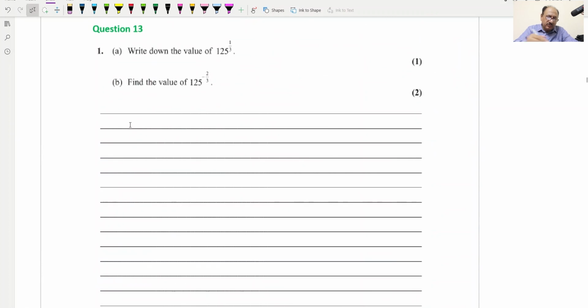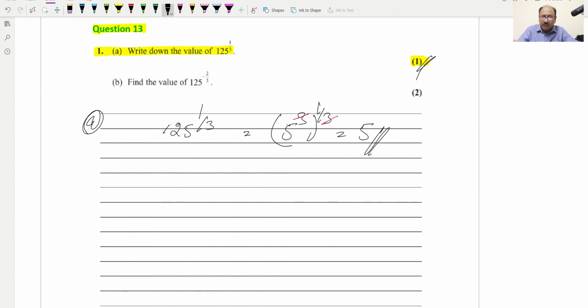Let us move to the next question, which is question number 13 of this sequence, and this is question number 1 of the past paper. A 1-mark question. Write down the value of 125 raised to the power 1 over 3. Now we can rewrite it: 125 can be written as 5 cubed, whole raised to 1 by 3, and this will be cancelled, so this will be equal to 5, and this will be the final answer for 1 mark.